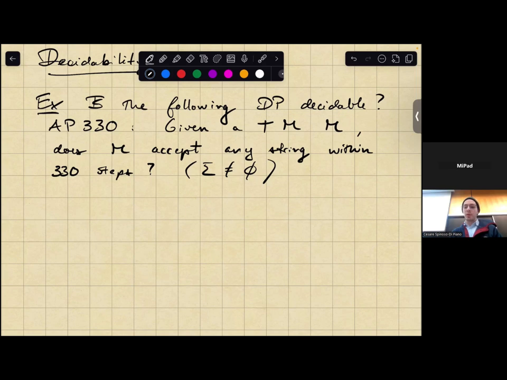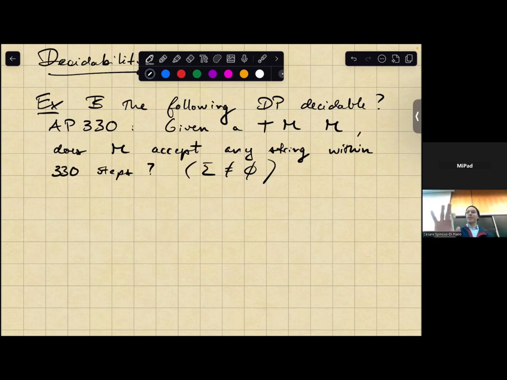All right. So what do we think? Is this decidable? Undecidable? You cannot decide whether it's decidable or undecidable? What a great joke. No opinions? You think it's decidable? Okay. Why do you think it's decidable? High level idea. Because we only need to check 330 steps.